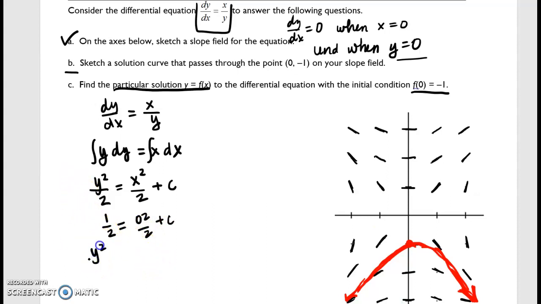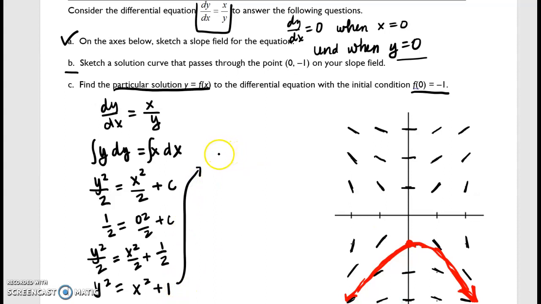So rewrite my equation. Y squared over 2 equals x squared over 2 plus 1/2. And now we need to solve for y. So I'm going to multiply both sides by 2. Y squared equals x squared plus 1. Let's bring it up here. Then to solve for y, I'm going to take the square root, but don't forget it's the plus or minus square root of x squared plus 1.